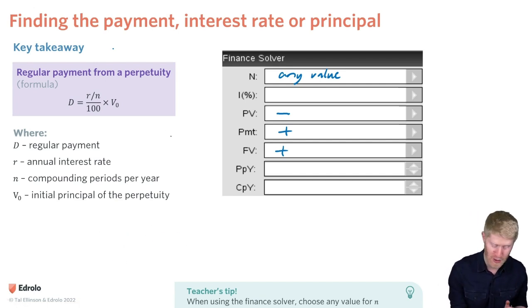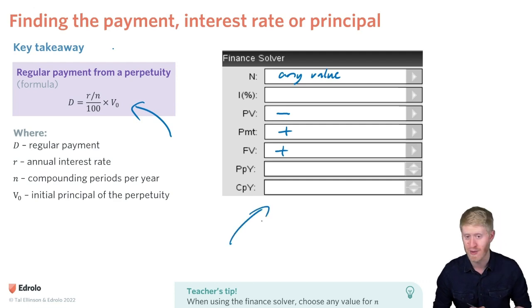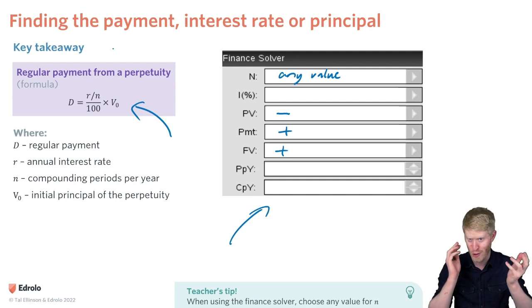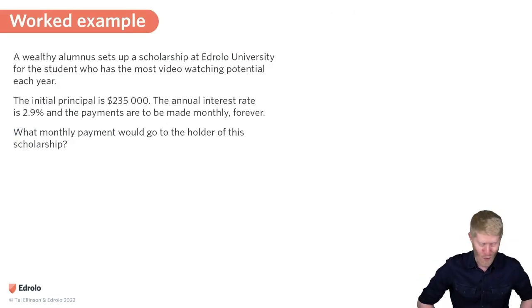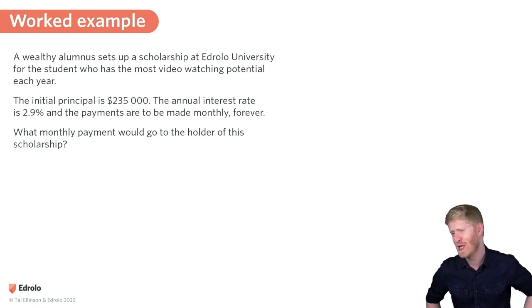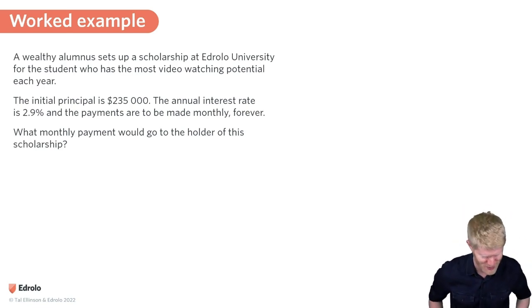For some of the examples, the formula will work. For some of the examples, the finance level will work. And hopefully through the examples, you'll get an understanding of when to use which one. All right, a wealthy alumnus sets up a scholarship for the Edrolo University. Big dreams, Edrolo. To the student who has the most video watching potential every year. How much do you binge?